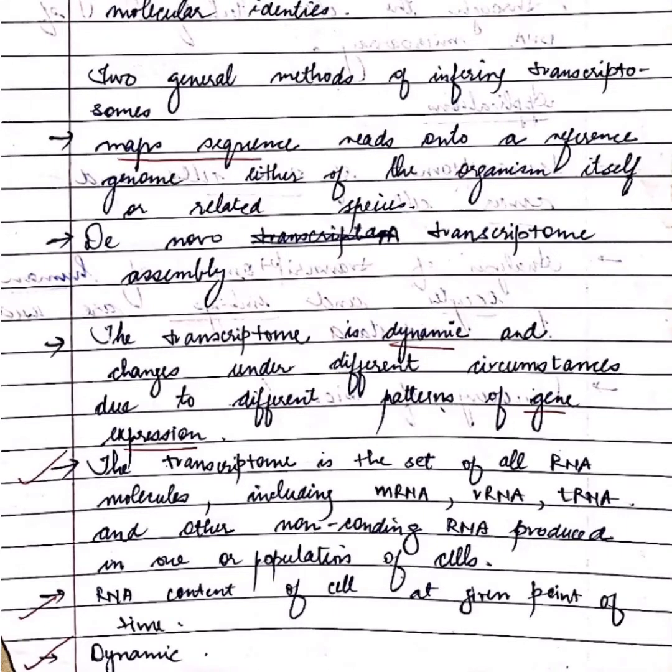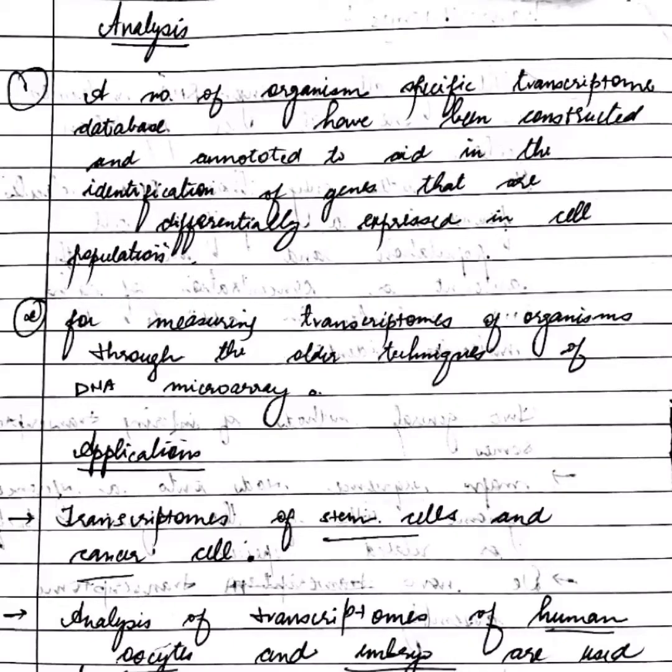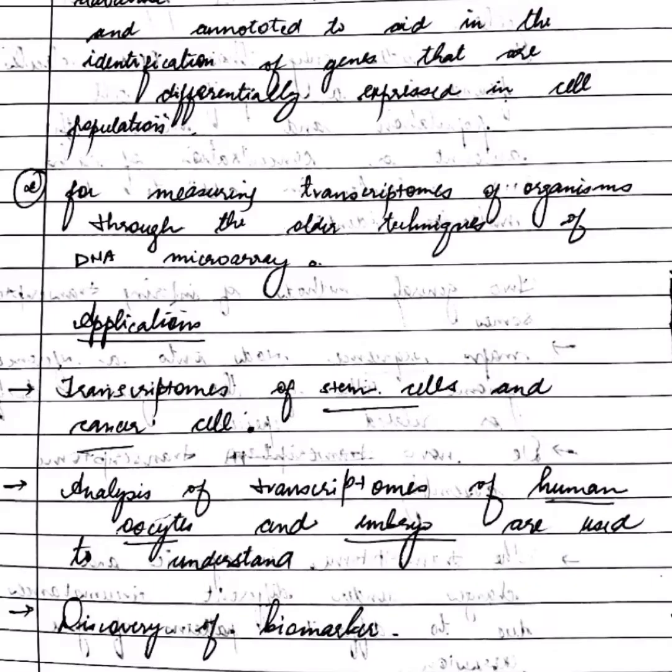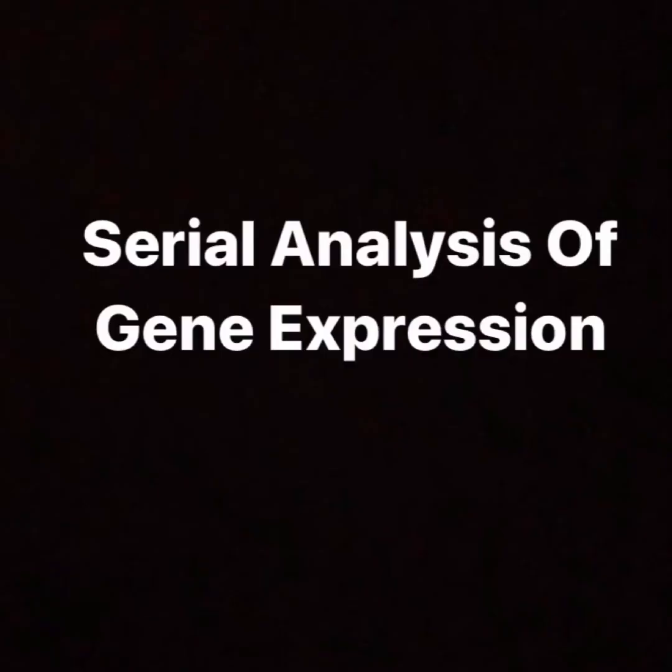It is the set of all RNAs that includes mRNA, rRNA, tRNA. Now you can see the analysis of transcriptomes as well as the applications where it can be used. It can be used in stem cells and cancer cells. It can also be used in human oocytes and embryos. Now let us start with the first one, that is SAGE, serial analysis of gene expression.